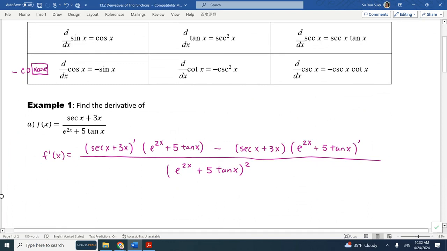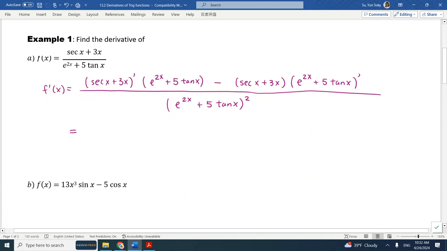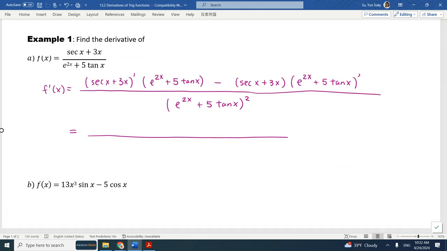Okay. And we continue. See, the first step, we just use the quotient rule. And then the second step, we look at each factor. If a factor has a prime, then we have to differentiate it. If the factor has no prime, we just copy it. So let's see. What is the derivative of secant x? Yeah, secant x tangent x. Is that okay, everybody? Derivative of secant is secant tangent.